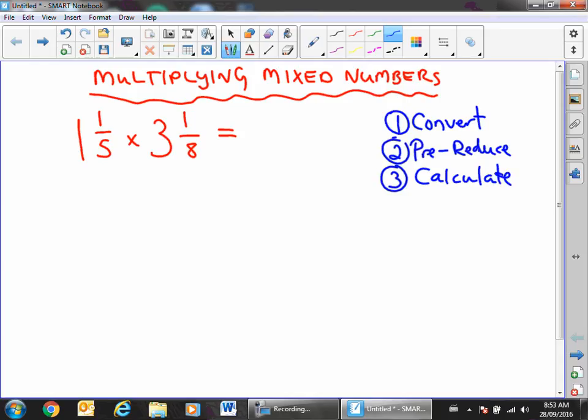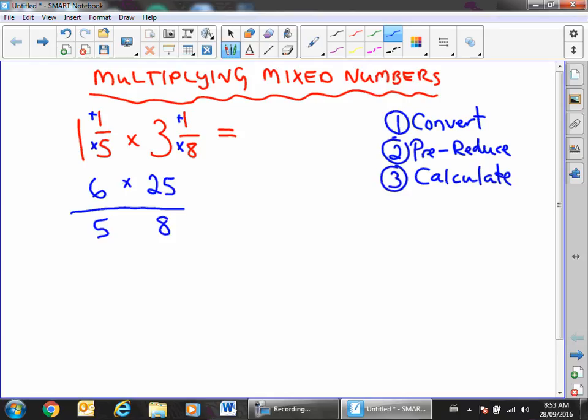Okay, so we know the shortcut here, obviously, for converting a mixed number into an improper fraction. We are going to simply multiply by the denominator and add in the numerator. So in this case, we have 6 over 5, and then here we got 3 times 8 is 24, plus 1 is 25 over 8.